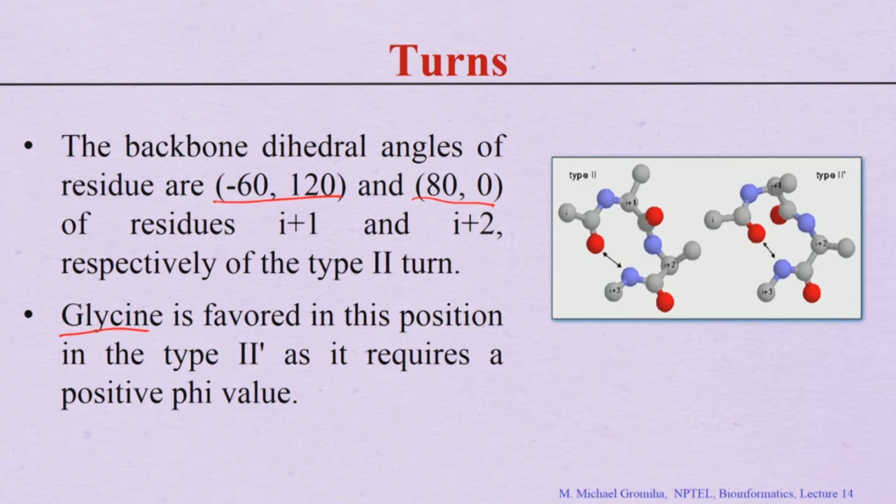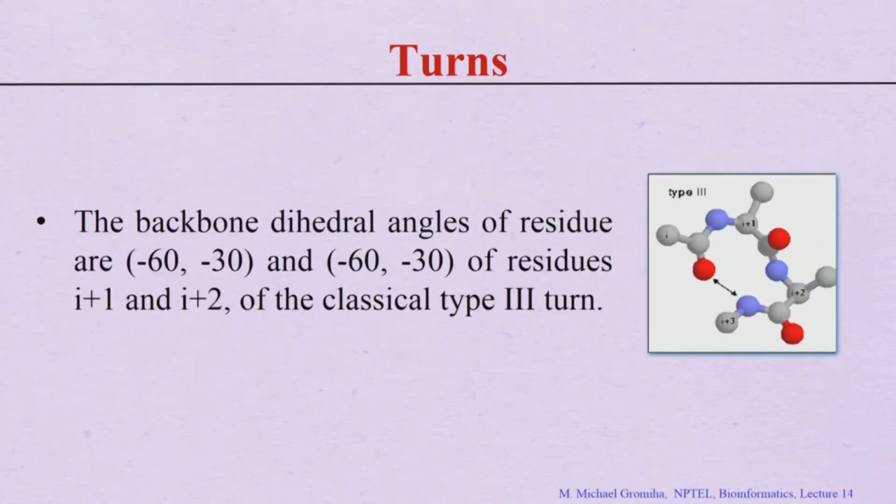Here you can see the difference: the atoms change the direction of the oxygens. So this is called type 2 and type 2 prime, with negative and positive dihedrals. Glycine is frequently occurring in type 2 turns. Another turn is called type 3. It is not a commonly occurring turn, but here the backbone dihedral angles are minus 60, minus 30 and minus 60, minus 30 for I plus 1 and I plus 2 in the class 3 turns.